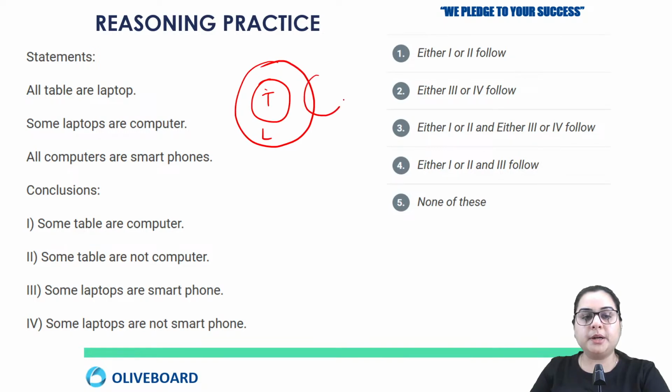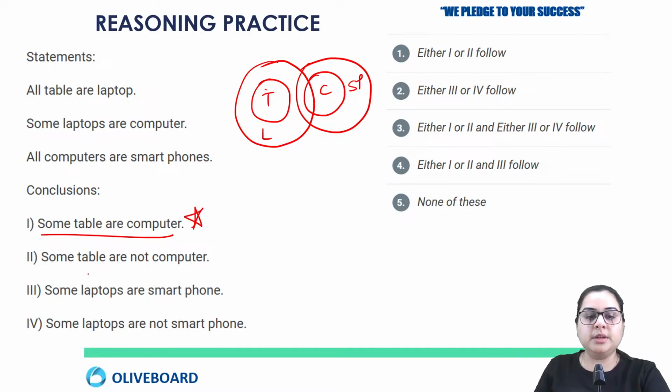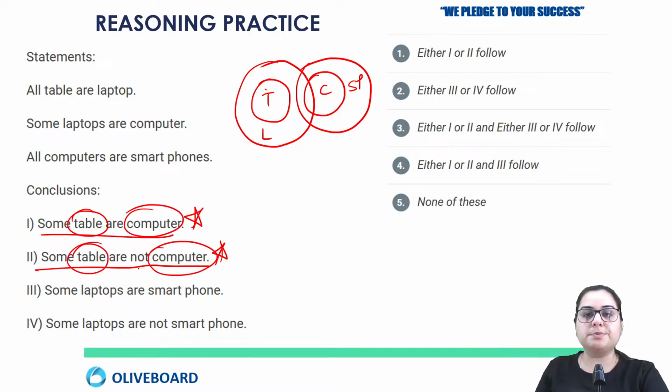Some laptops are computers, and all computers are smartphones. So the first conclusion, some tables are computers, is doubtful. Next, some tables are not computers, is also doubtful. Here the variables are the same, both have table and computer. One is positive, the other is negative, and one is "some", the other is "some not". So we can mark either-or between these two.